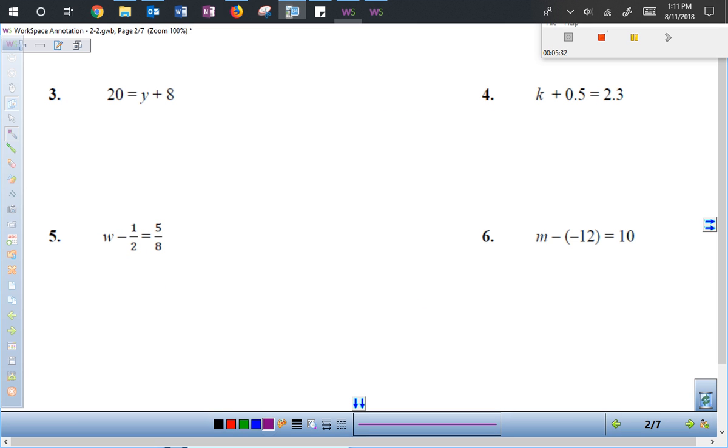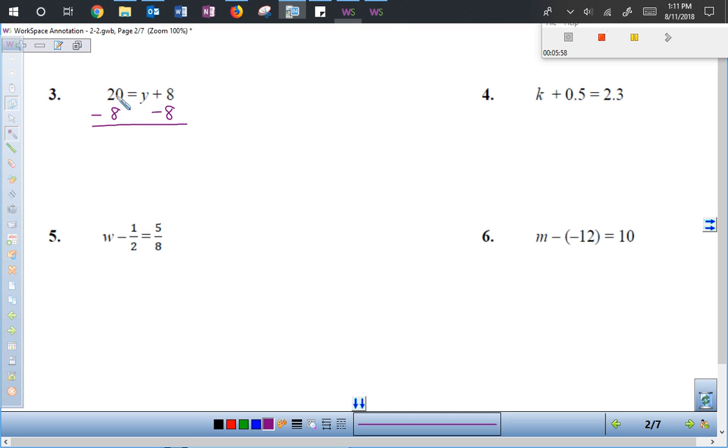Number 3, 20 equals y plus 8. This one's a little different because the variable's on the right-hand side, but that's still okay. Our goal is still to get the variable all by itself on one side of the equal sign. So here I have a y being added to 8. Now I want the y by itself, so to get rid of the plus 8, we need to subtract 8 from each side. So whatever I do to this side of the equal sign, I need to do to this side of the equal sign.